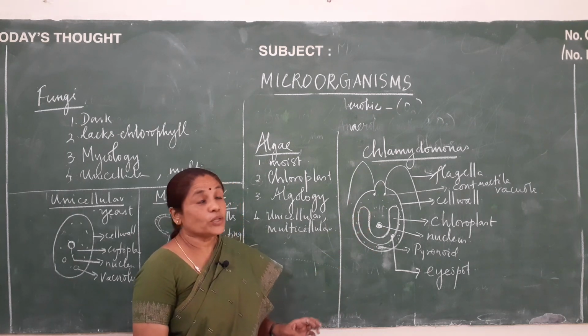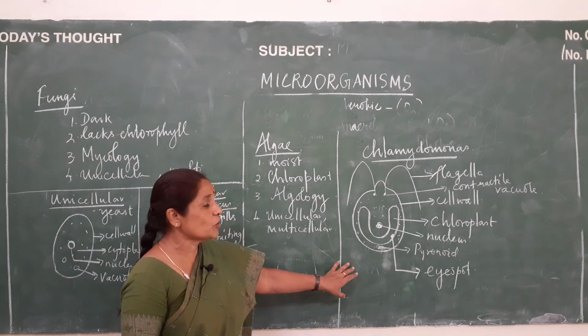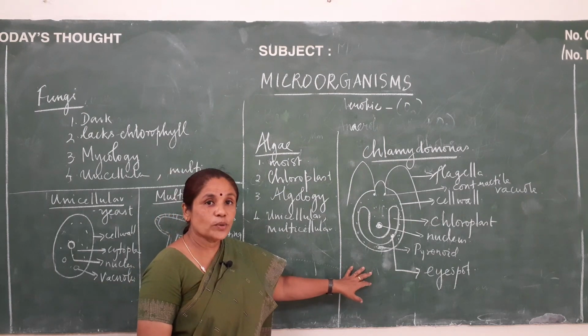Then we shall see about the reproduction of Chlamydomonas. In Chlamydomonas, the reproduction is by sexual and asexual methods.